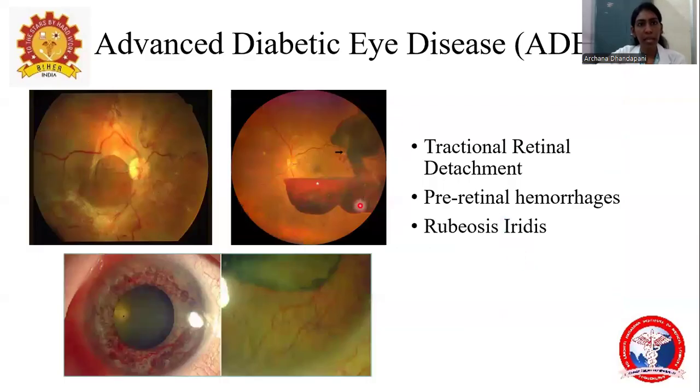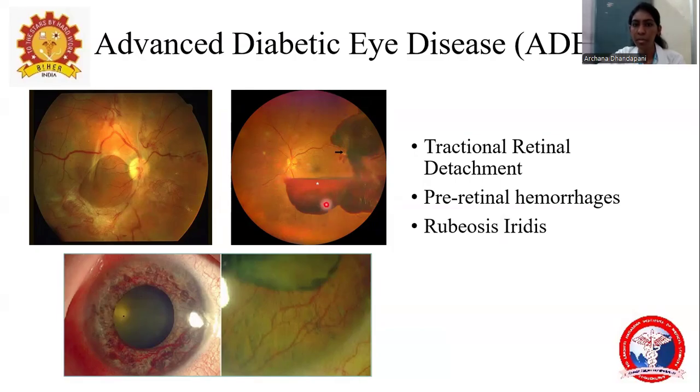One more term is advanced diabetic eye disease, and it includes tractional retinal detachment. It is because of the severe neovascularization of the retina, which leads to fibrosis and eventually results in tractional retinal detachment. And there could be pre-retinal hemorrhage.